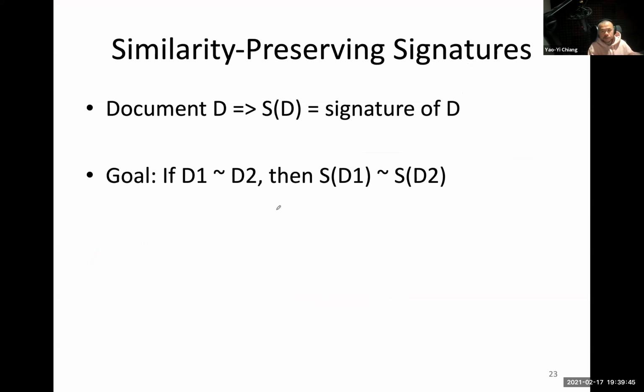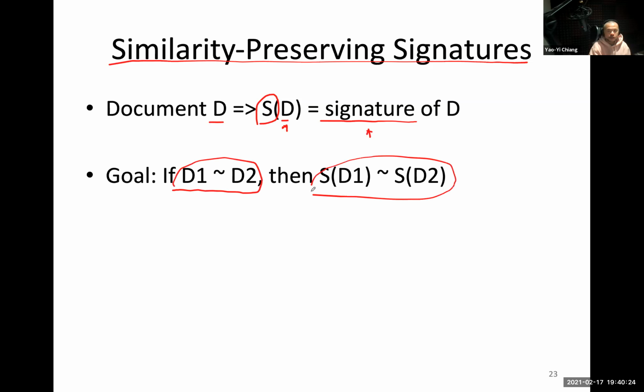Min hash signatures. So min hash is a similarity preserving signature, which means, let's say we have a signature function. You just think of this as a function. This function takes input of D, which is a document, and generates the signature of D, okay? And of course, the signature will be a smaller data set than your original D. So our goal is that if your D1 and D2 are similar, two documents are similar, then their signatures should be similar.